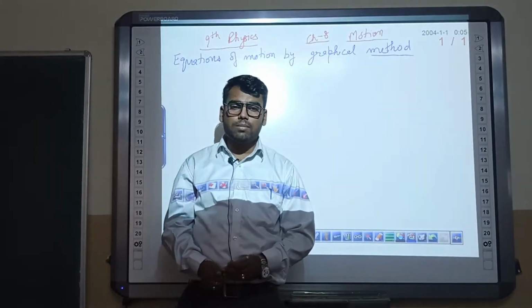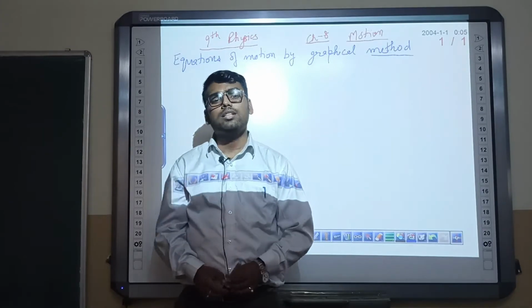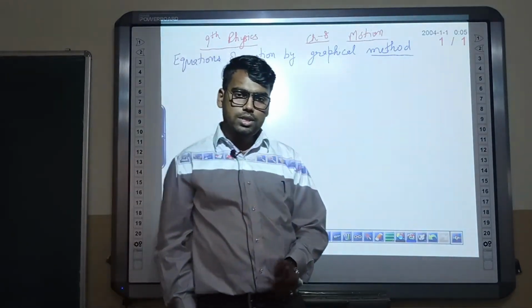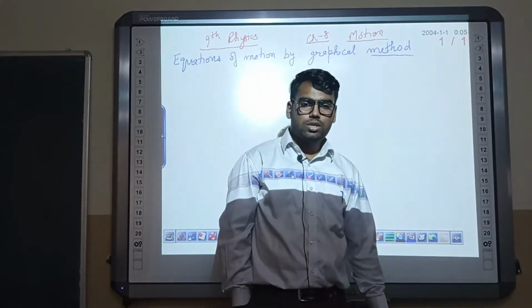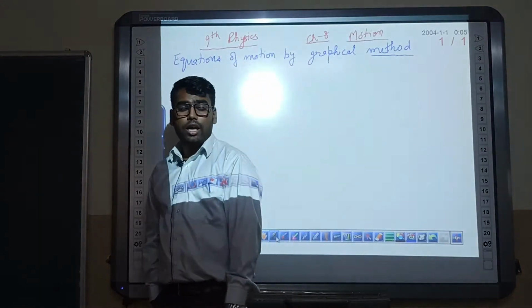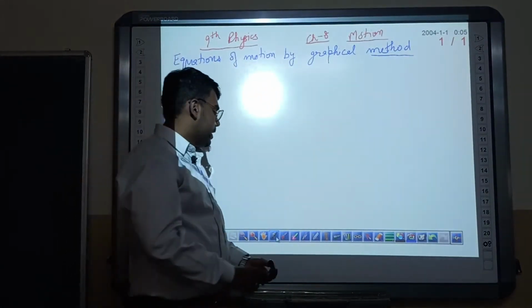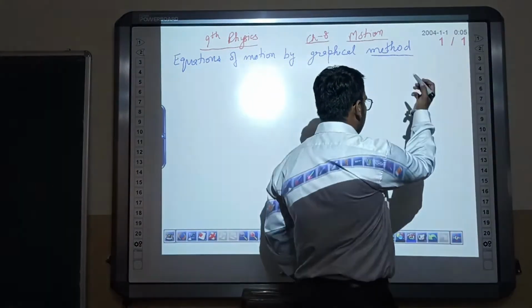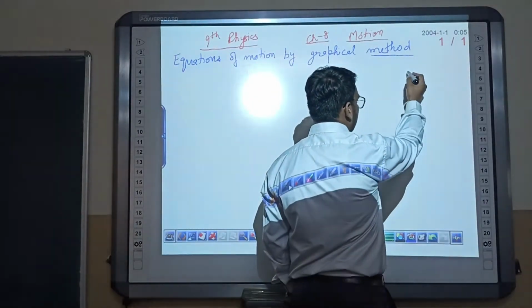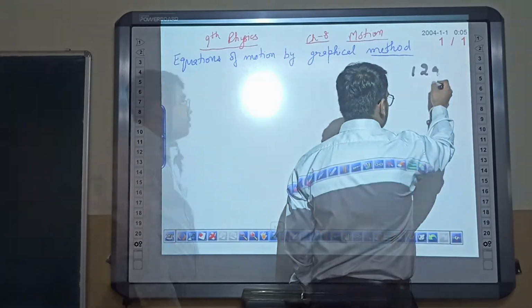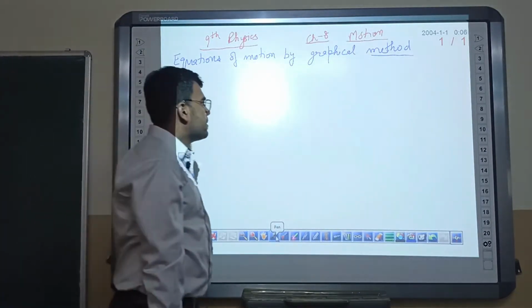In ninth class we have started chapter number 8, motion, and in this chapter we have done various topics: distance, displacement, speed, velocity and acceleration. And after that we have studied about the 12 types of graph. So let us take a quick revision. We know that we have total 12 graphs.